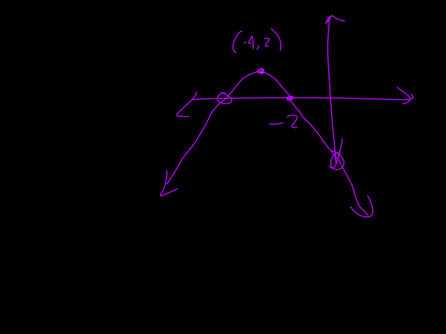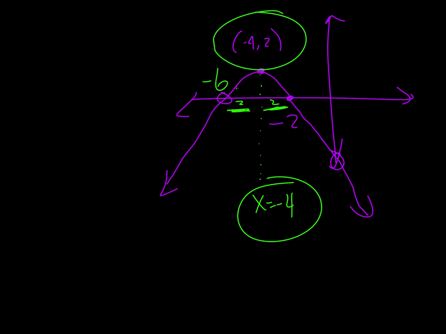Okay, now, because the vertex is at negative 4, we know that the axis of symmetry is negative 4. So we know that there are 2 units away from this, so there must be 2 units away from this. So this must be negative 6. Now that's a good starting spot for this. We also know the vertex though. So actually I didn't need to do that, but oh well. Maybe I did. We'll see.